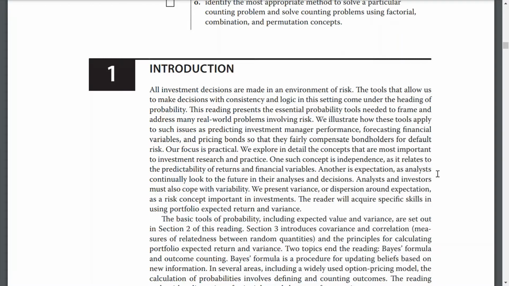Our focus is practical. We explore in detail the concepts that are most important to investment research and practice. One such concept is independence, as it relates to the predictability of returns and financial variables. Another is expectations, as analysts continually look to the future in their analysis and decisions. Analysts and investors must also cope with variability. We present variance, or dispersion around expectations, as a risk concept important in investment.